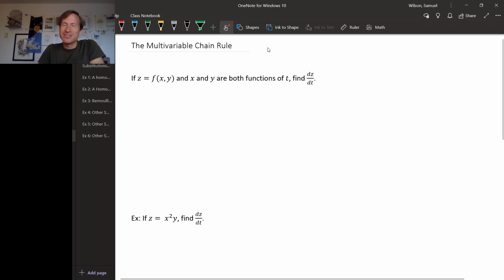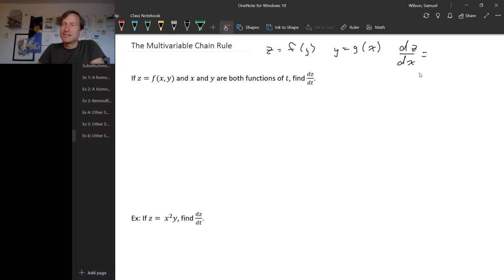So you've no doubt seen the chain rule in the context of, say, you have z is some function of y, and y is some other function of x. Then you use the chain rule to figure out what is dz/dx, right? And the single variable chain rule says that dz/dx is dz/dy times dy/dx.